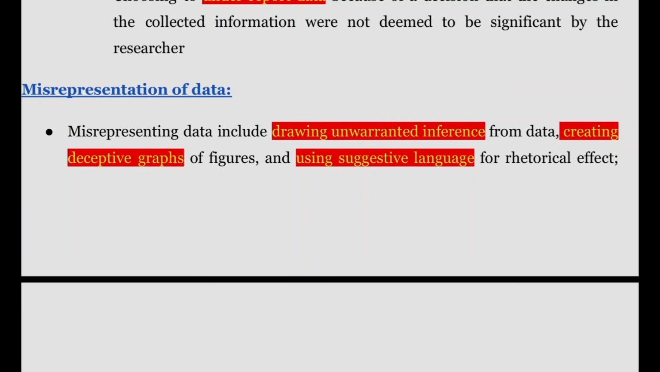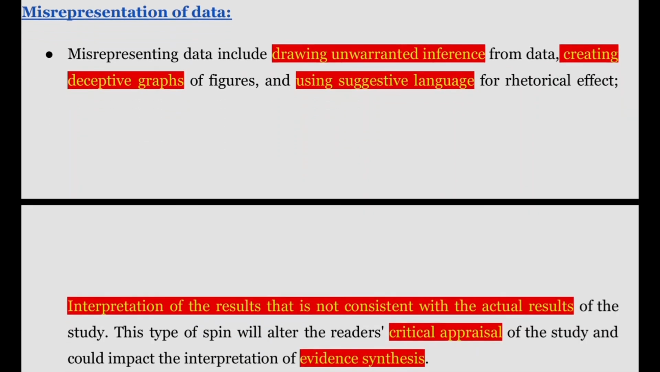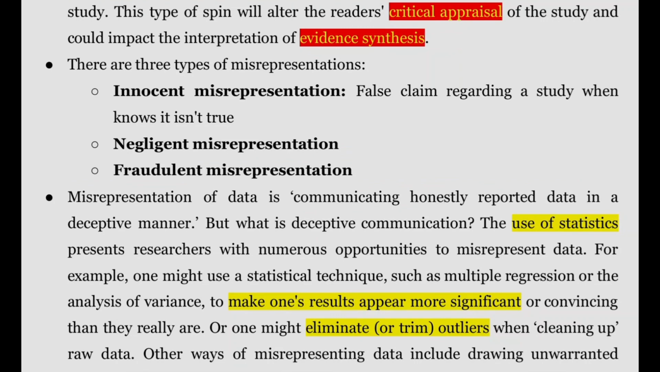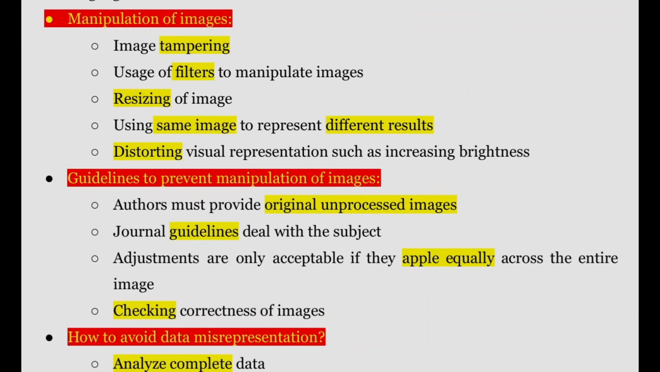Next topic is misrepresentation of data. Misrepresenting data includes drawing unwarranted inferences from data, creating deceptive graphs or figures, and using suggestive language for rhetorical effect. This is interpretation of the results that is not consistent with the actual results of the study. This type of spin will alter the reader's critical appraisal of the study and could impact the interpretation of the evidence synthesis. There are three types of misrepresentation: innocent misrepresentation, negligent misrepresentation, and fraudulent misrepresentation.